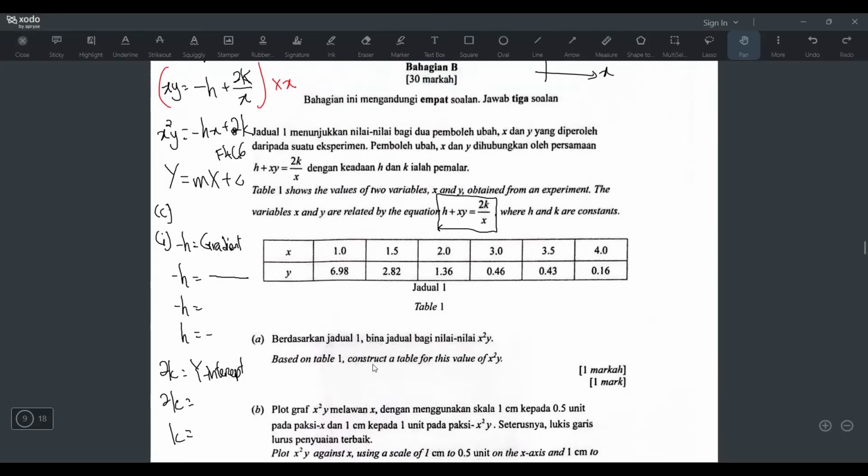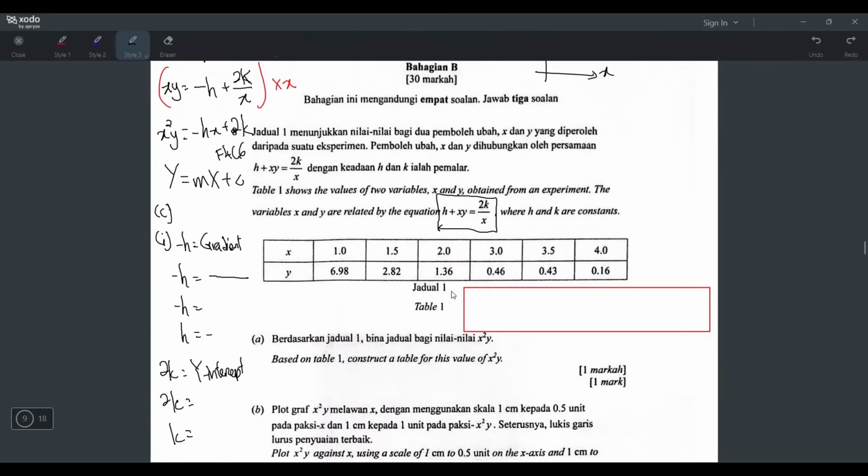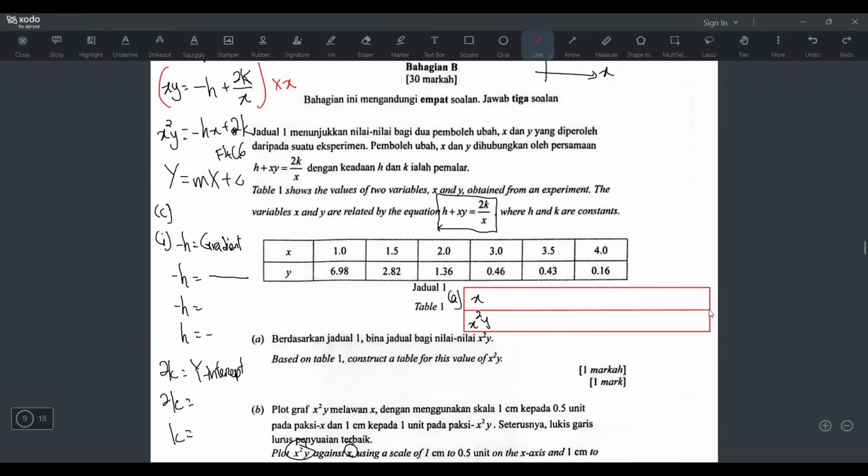So A says based on the table, construct a table for the value of x square y. So let's draw a table. But I will not just draw for x square y, I will at the same time draw for x also. Yeah, because later when I plot, I need the x-axis value and the y-axis value. So the x-axis is x, the y-axis is x square y, because it says here x square y against x. So why not at the same time draw for x also? Okay, because then later when I plot, I can just look at this new table. Okay, got how many points? 1, 2, 3, 4, 5, 6. So here there should be 6 points.